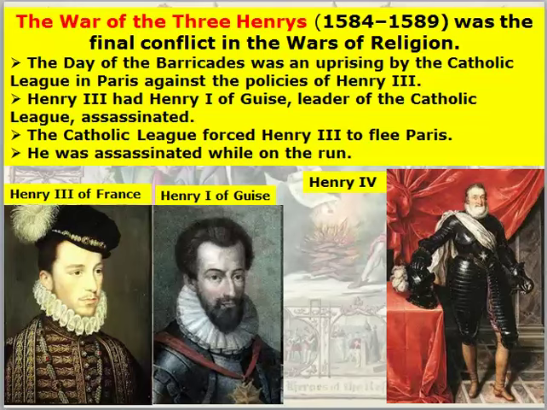We had the War of the Three Henries, the final conflict of the Wars of Religion. The Day of the Barricades was an uprising in Paris against the policies of Henry III. Henry III had Henry I of Guise, leader of the Catholic League, assassinated. The Catholic League forced Henry III to flee Paris. He was assassinated while on the run. Apparently, it was a bad time to be a Henry and a ruler at that time.